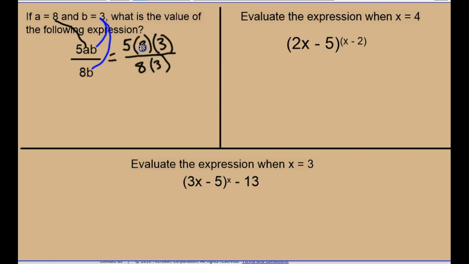So 5 times 8 is 40. 40 times 3 is 120. 8 times 3 is 24. So 120 divided by 24 gives us 5. Our answer then is 5.